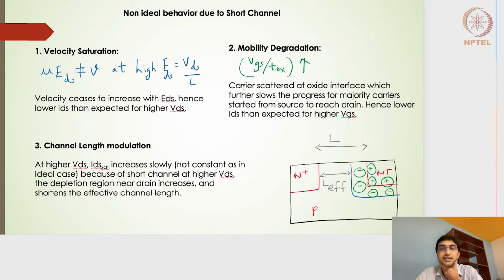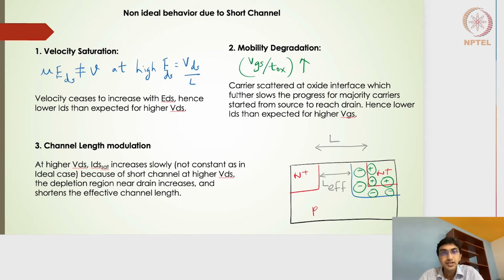So moving ahead, what we had seen in the last slide was two IV characteristics. One, we stated as an ideal behavior. The other one is a non-ideal behavior. To attribute the non-ideal behavior, we attribute it to three phenomena. One is the velocity saturation, another one is the mobility degradation, and the third one is the channel length modulation. So what do you mean by velocity saturation?